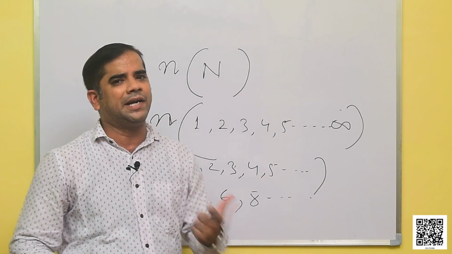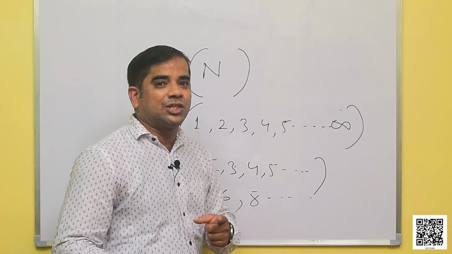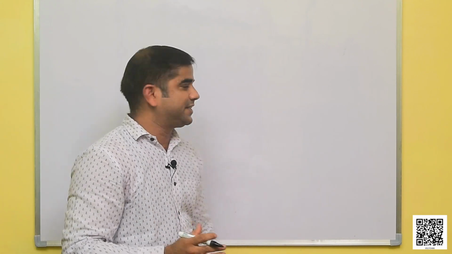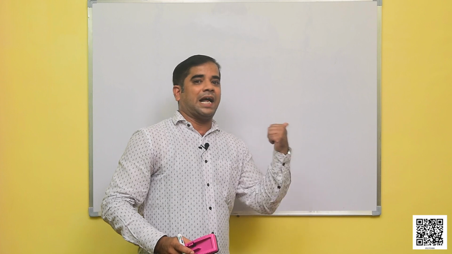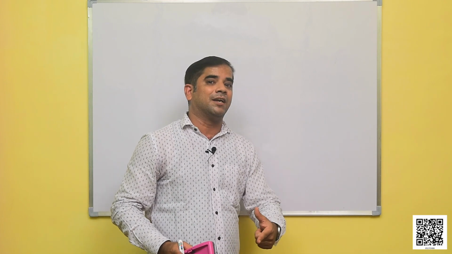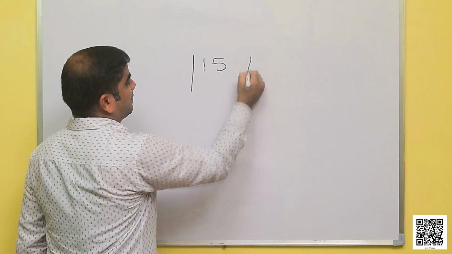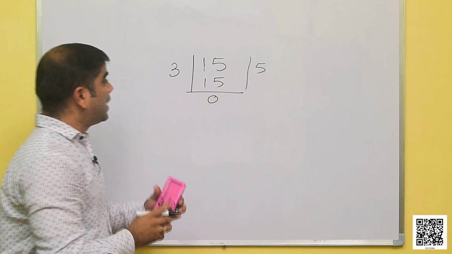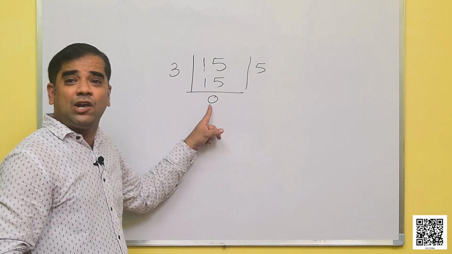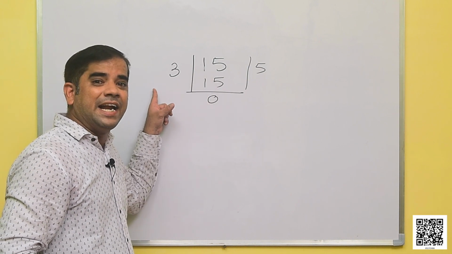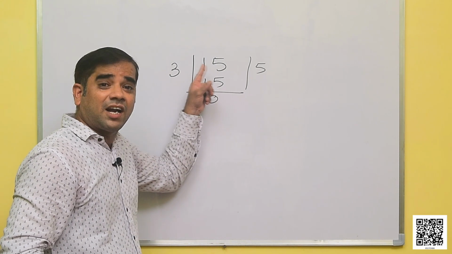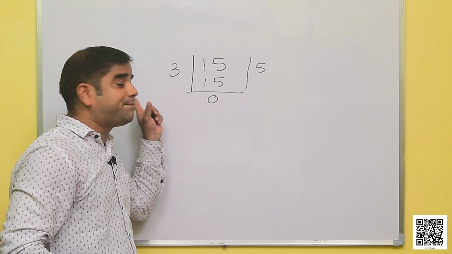So what is the relationship between a multiple and a factor? I think till now you might have understood. As I told you first, if a number is divisible completely by another number, it is called a multiple of that number, and the divisor which divides that number is called the factor. See, 15 is completely divided by 3. 5 threes are 15, so when we divide 15 by 3, we get 0 as the remainder. That's why 3 is called a factor of 15, and 15 is called the multiple of 3.